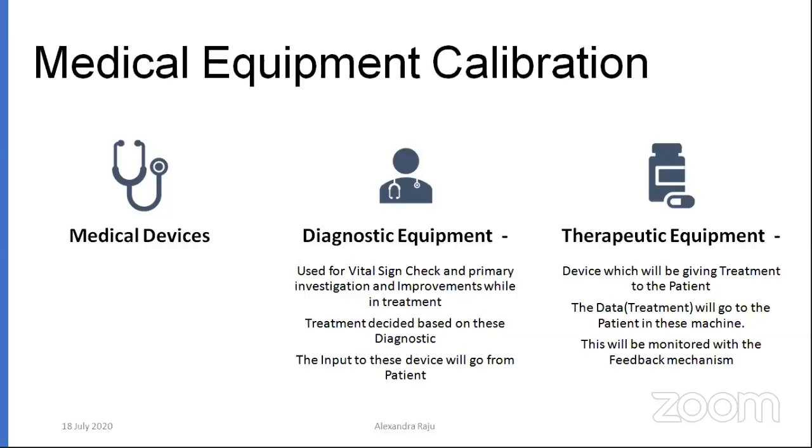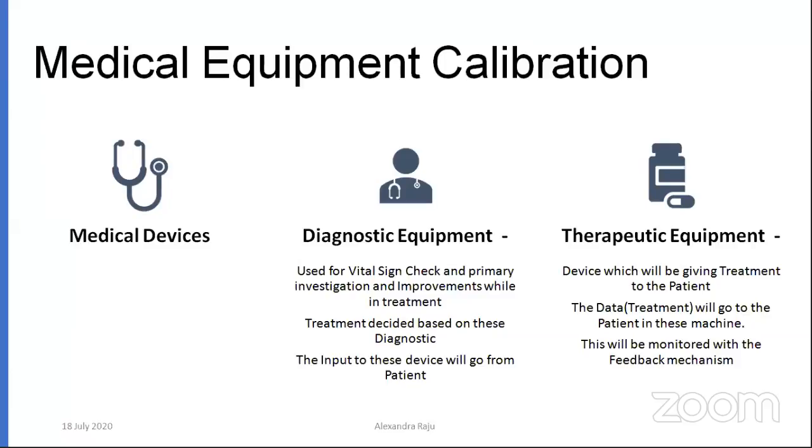Medical devices are generally classified into diagnostic equipment and therapeutic equipment. There are types such as diagnostic, therapeutic, radiological, and laboratory equipment, but in general we classify medical devices into two: diagnostic equipment and therapeutic equipment. Diagnostic equipment is to check or acquire the vital signs from the patient, so the input to the machine is from the patient. Whereas in therapeutic equipment, the output of the medical device is delivered to the patient for treatment purposes. This is the main difference between therapeutic and diagnostic equipment.